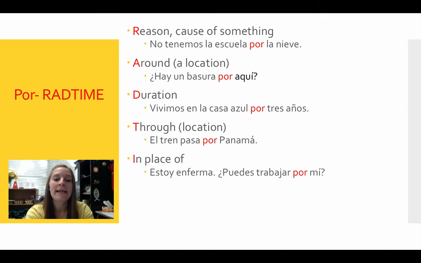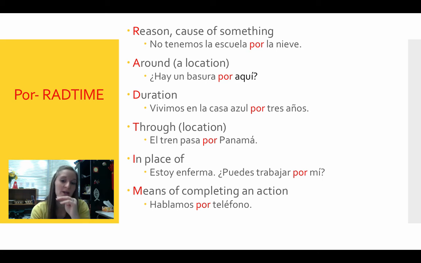The I is in place of. Estoy enferma. ¿Puedes trabajar por mí? Can you work for or in place of me? So you can kind of think of replacing the for with any of these: because of, around here, duration, through, and in place of. So you can replace the por with the letter reasoning. And it should make sense.